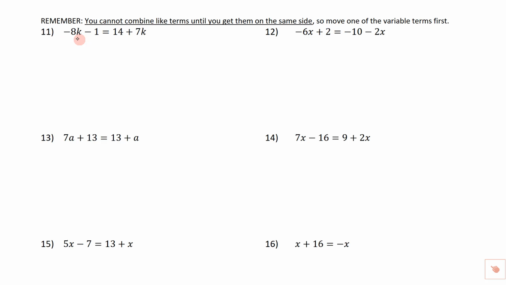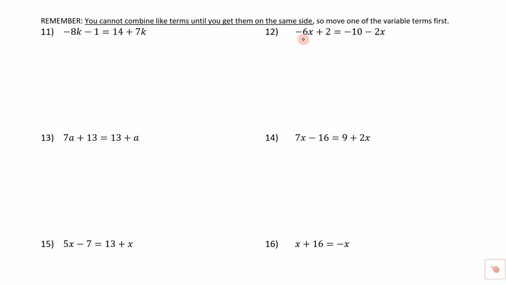It really doesn't matter if we move the negative 8k or the 7k. It doesn't matter over here whether we move the negative 2x or the negative 6x. That doesn't make any difference. It is better to move the smallest one, the one that's most negative, because we end up working with fewer negatives.